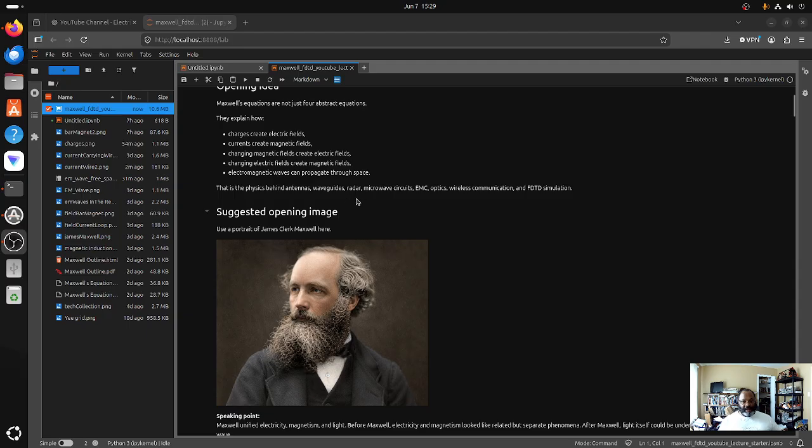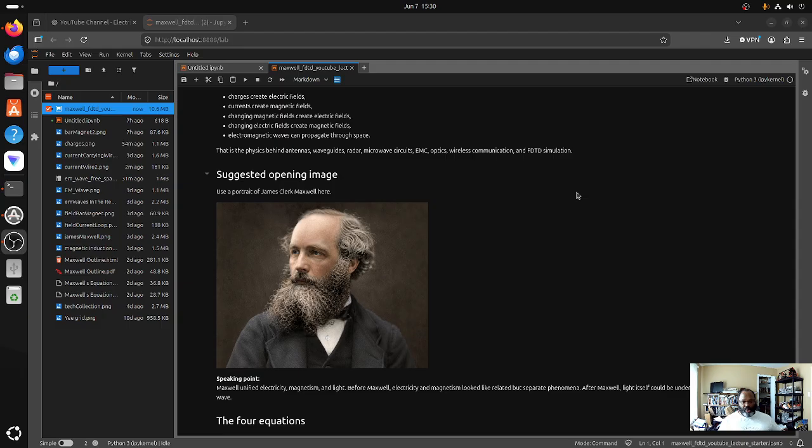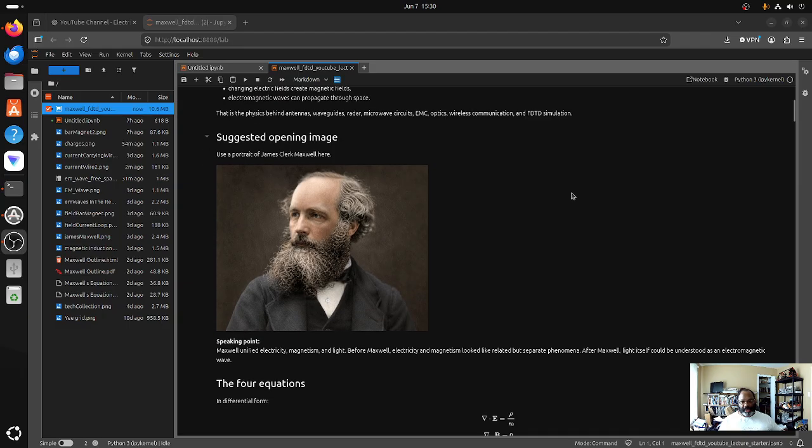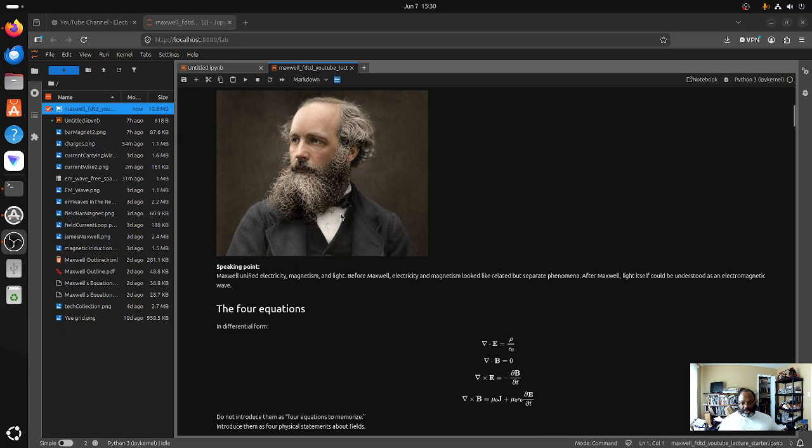The physics behind these equations explains how antennas, waveguides, radar, microwave circuits, EMC, optics, wireless communications, and finite difference time domain simulation work. We owe this understanding of these equations to the person whose name they carry, and that is James Clerk Maxwell, whom we see a picture of here.